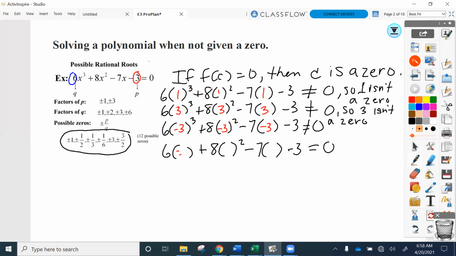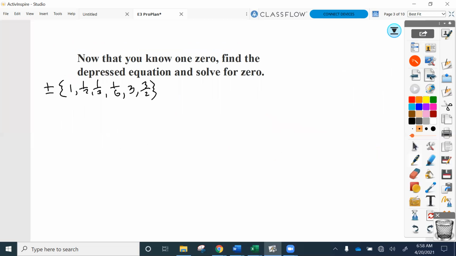This would be negative 1/3. You can use your calculator to calculate this. And I would suggest that you do, especially if you're dealing with negatives. So it turns out that negative 1/3 is a 0. All right, so now that we have our 0 that will work, we're going to do synthetic division and find the depressed equation with it.